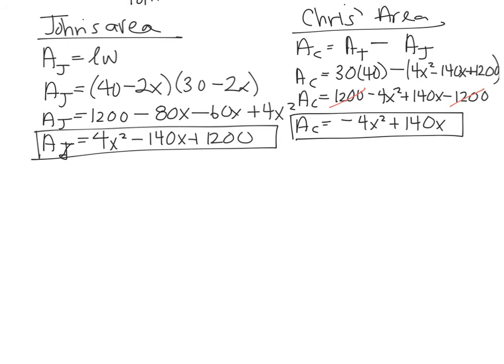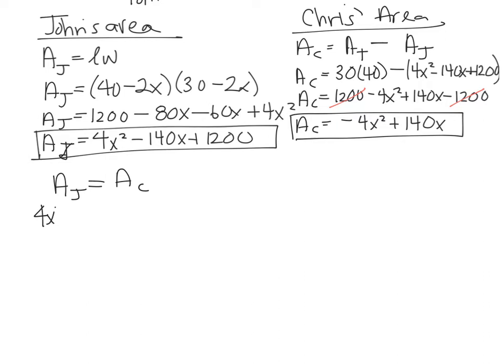So now we have two equations. Go back to the question and remember the original question said, how wide should the strip be? So that means, what is our x value so that they share the work equally? That means that we are going to make sure that these two areas are exactly the same. So our final equation is going to come from the rule that John's area has to equal Chris's area according to this question.